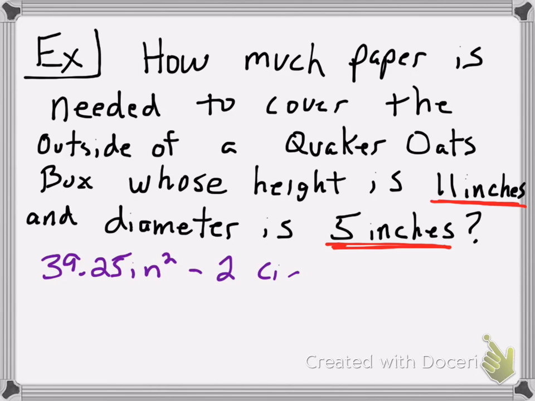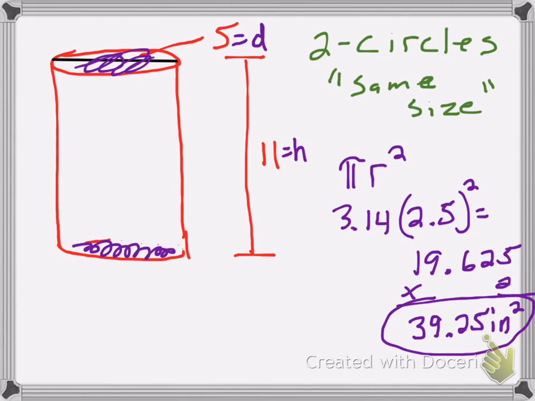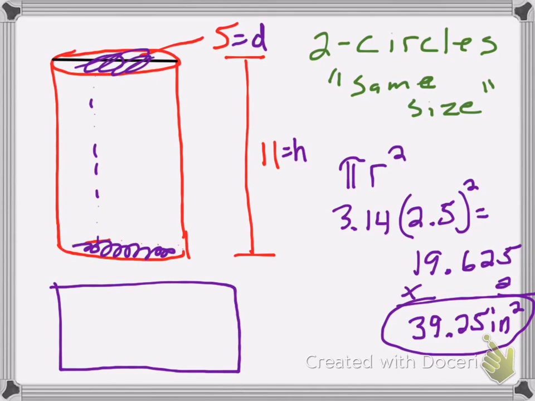Oh, my stylus is killing me. Sorry. Now we need to find the other part, okay? The side. Now, if I cut down the side, what kind of shape would I have? Well, let's say I cut a line through here and I unfolded it. Well, I would get a nice rectangle.